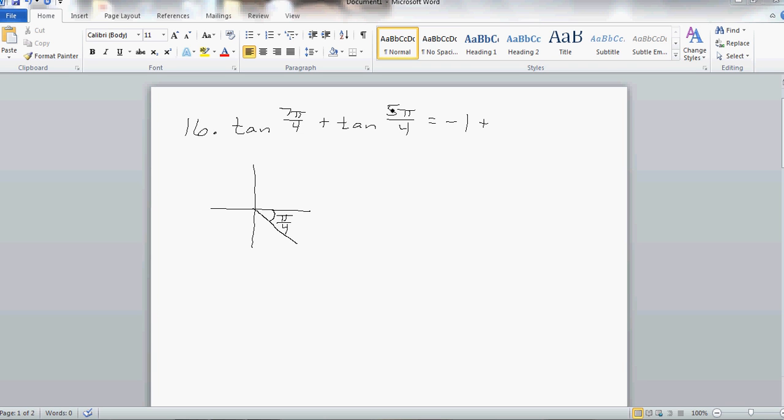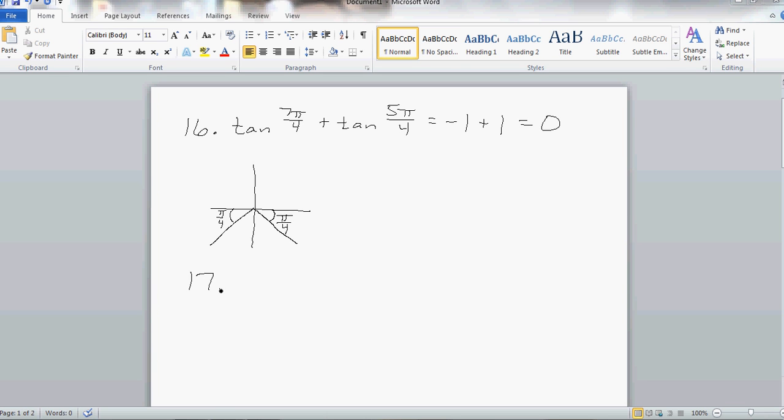Plus, now 5 pi over 4. Well, if we start here at the initial side and go halfway around, we've gone 4 pi over 4, and so we only have pi over 4 yet to go. So that gives us our reference angle, pi over 4. All students take, so this is tangent, it's positive, and we've already determined that the tangent of pi over 4 is 1. Negative 1 plus 1 equals 0. This whole mess boils down to the simple 0.